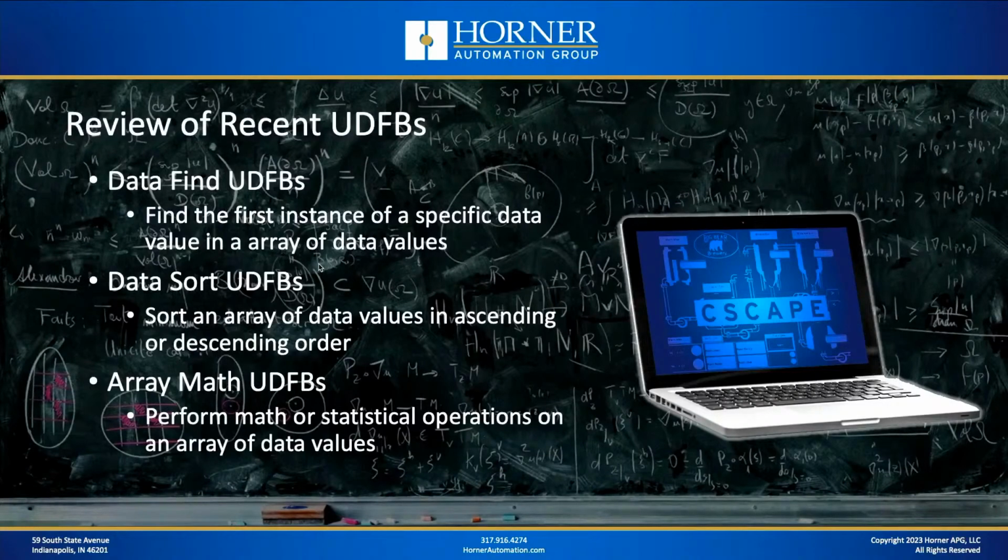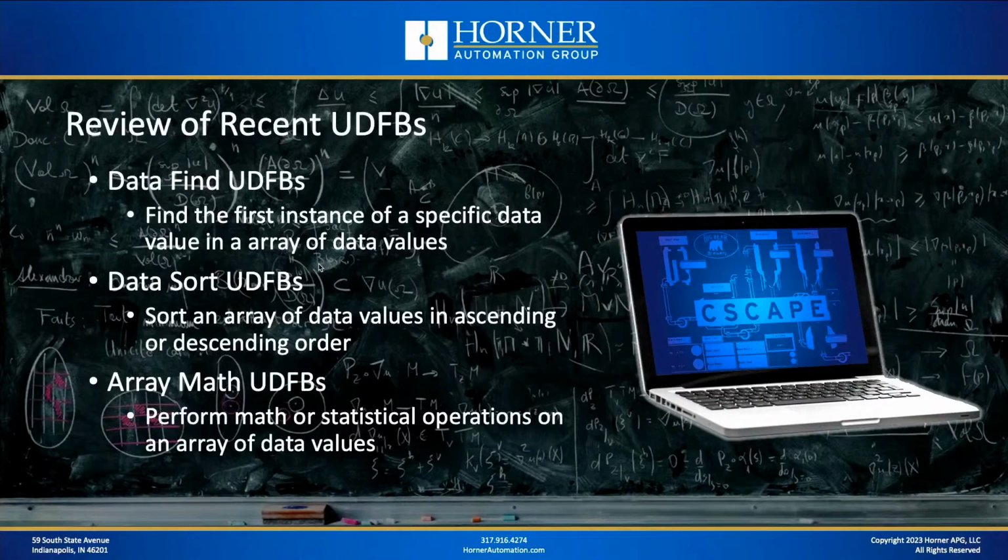All right, now I just wanted to share real quickly, before we sum up, all the different UDFBs that we've released in the last month. So we started off with data-find UDFBs that allow you to go through a list of variables, or effectively a variable array, and to find a specific value. Whether that's an integer value or a floating point value or a byte for a string, for instance. And let's say if you're looking for a specific value in that list, you can use the data find UDFB to accomplish that. And it'll tell you where in the list it found it, the first instance of it.